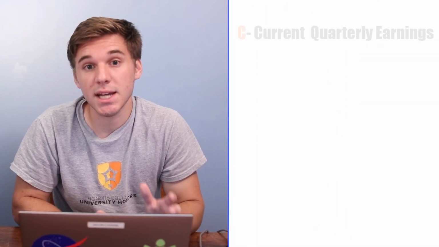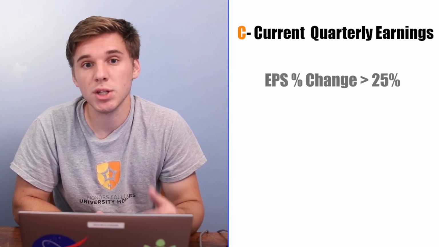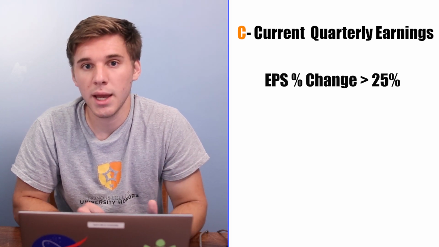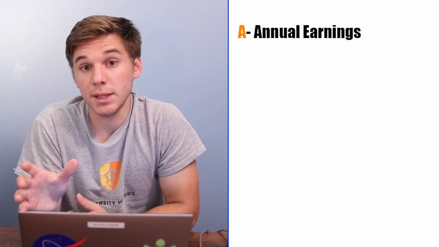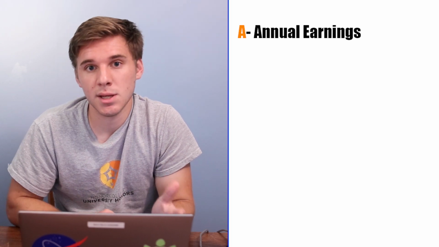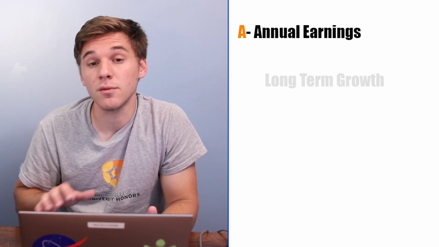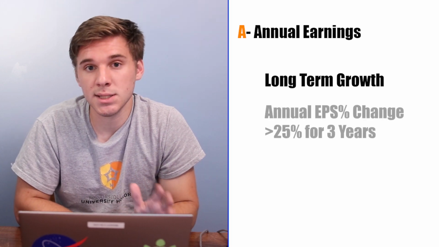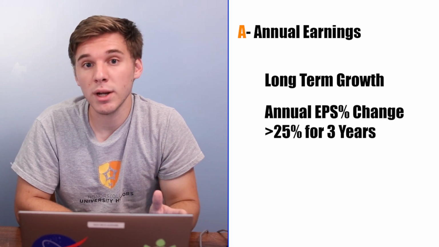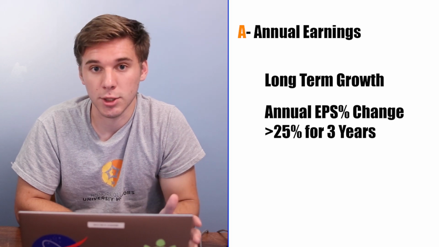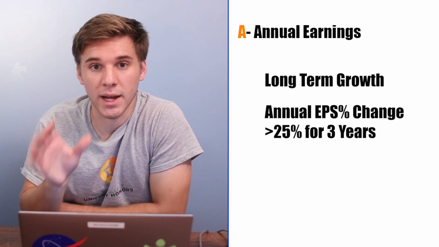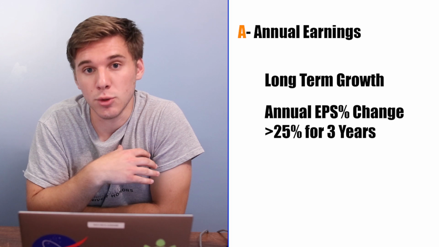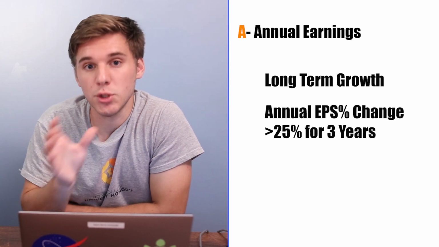The C in CANSLIM stands for current quarterly earnings, and the strategy identifies stocks with EPS change increases of 25% or more. And ideally, this EPS change would also be accelerating quarter after quarter. Similarly, the A in CANSLIM stands for annual earnings, and you want to look for companies that are showing signs of long-term growth. You want to invest in a stock that has had 3 years of 25% or more annual increase in earnings. I include both this and the shorter term quarterly earnings into my fundamental ranking scale. And it's one of the main things that I use to set stocks apart when I'm choosing my watch list.